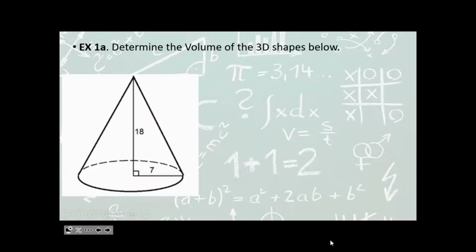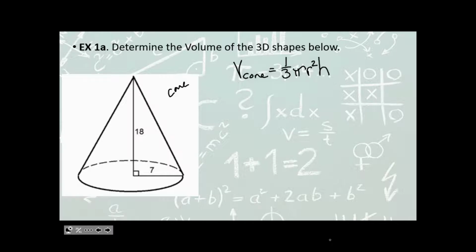Here it says, determine the volume of the 3D shape below. If I'm trying to solve questions like this, I always go back and consult my formula sheet, because I want to know what shape it is. Then I write that formula down and substitute numbers into it. This right here is a cone, so I go to my formula sheet. The formula sheet says the volume of a cone is 1/3 times pi times r squared times the height.